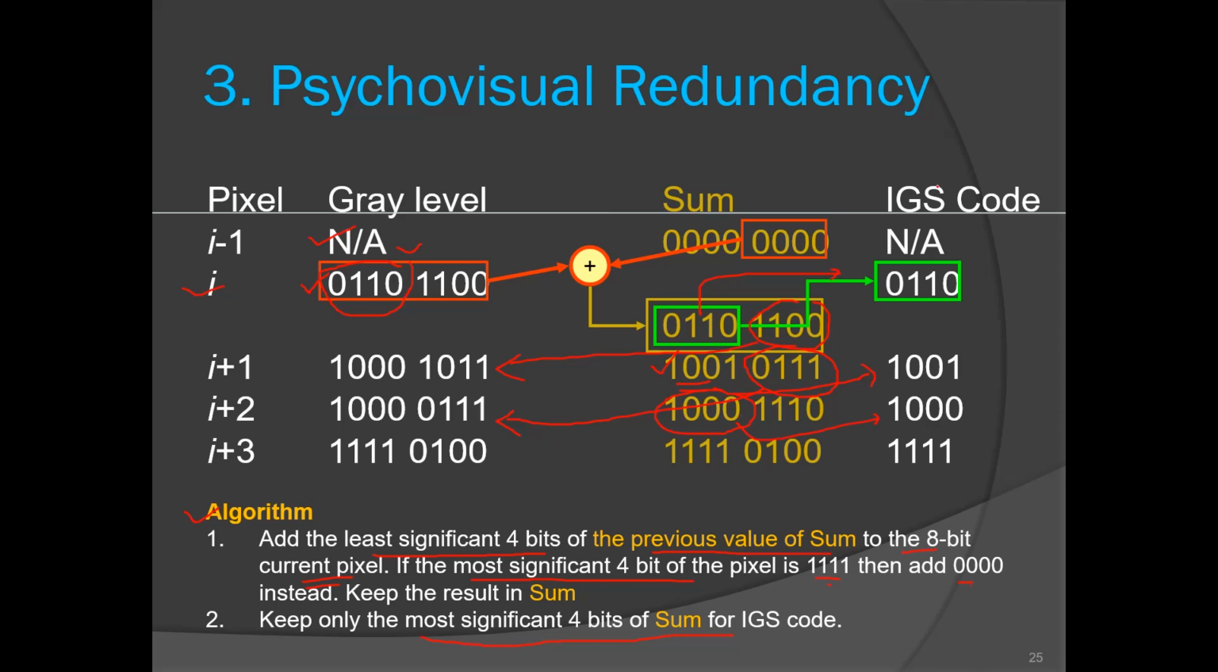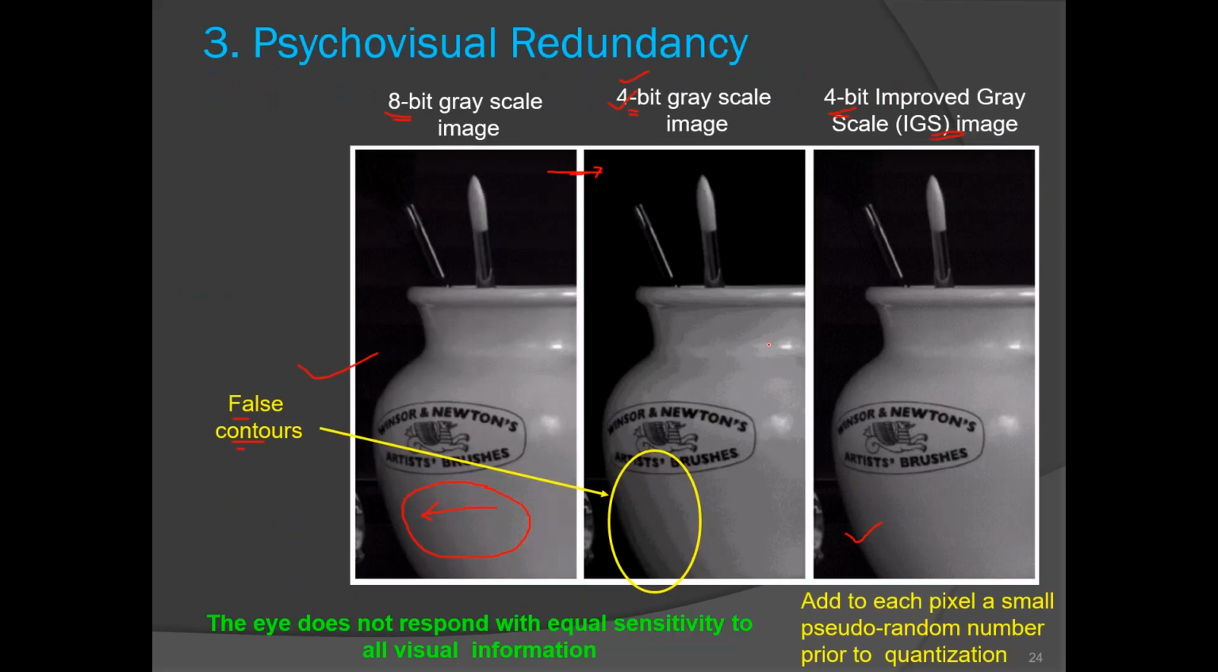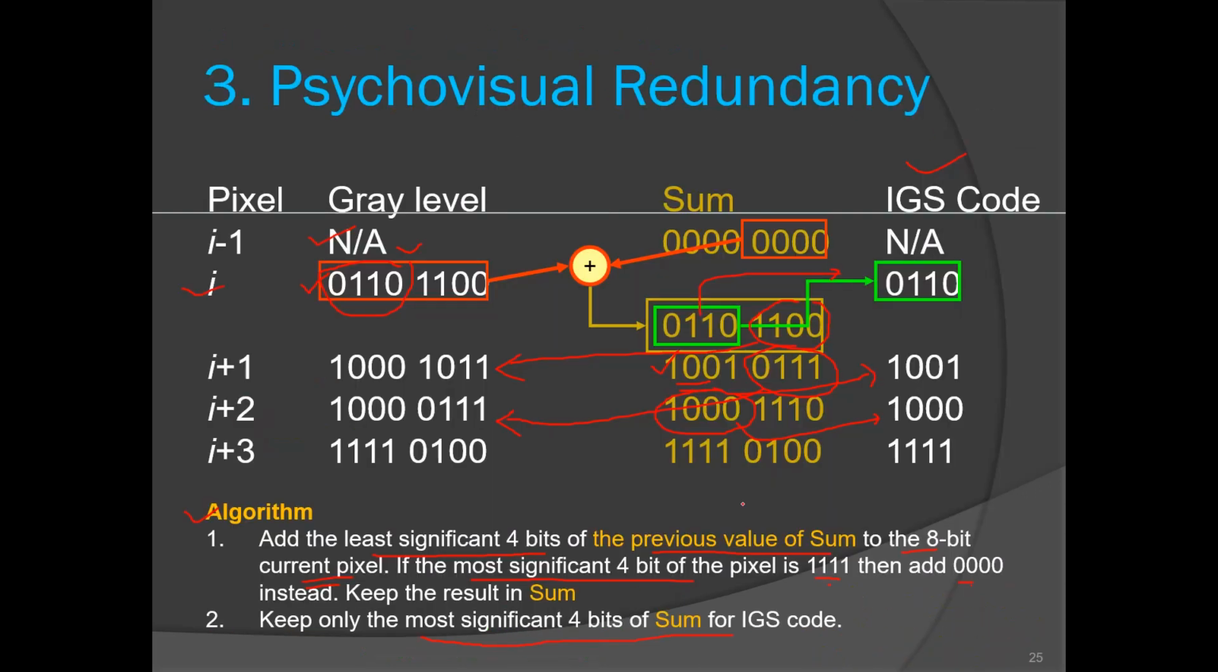So this is known as the IGS code. As you can see, those false contours can be easily removed. We are actually adding a pseudo random number prior to quantization. So this is regarding psychovisual redundancy.